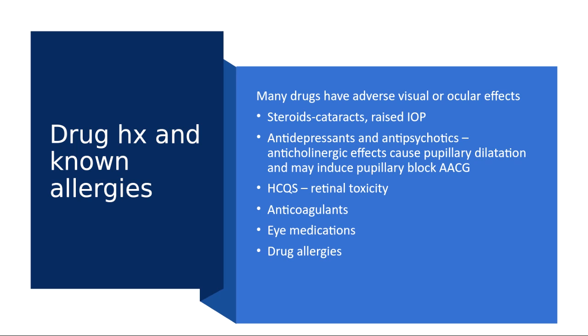Of course, with anticoagulants, you can get bleeding in the eye, right? So they may present with a subconjunctival hemorrhage, a hyphema, retinal hemorrhages. So it's very important to find out: are they on anticoagulants or any kind of blood thinners?